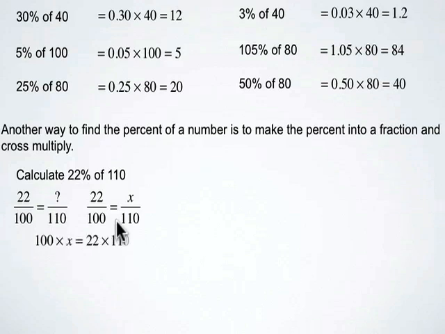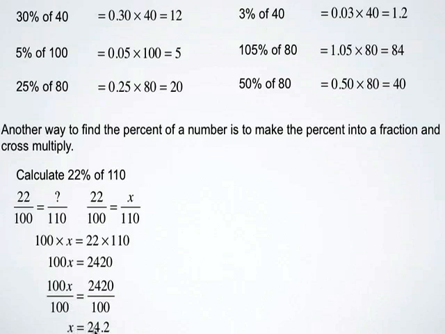Now I can cross multiply. 100 times x equals 22 times 110. So 100x equals 2,420. I'm not trying to solve for 100x, I'm trying to isolate x. So I'm going to divide both sides by 100 in order to get the x by itself. And when I do that, I end up with x is equal to 24.2. 100 divided by 100 is 1. 2,420 divided by 100 is 24.2. So therefore, 22% of 110 is 24.2.